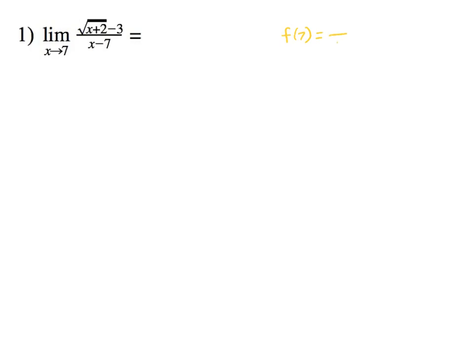And when you do that, you'll notice the bottom is 0, so we know right off this is not going to be a plug-in and figure it out. You have to use some sort of process. So to do this one, we're going to use something called the conjugate. So let me rewrite it so that we can see it better for what's about to happen.